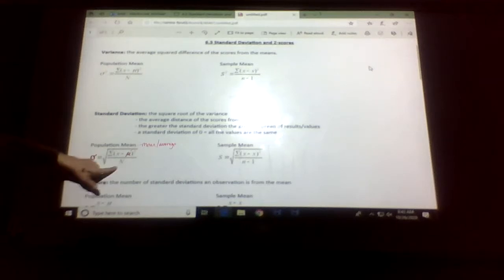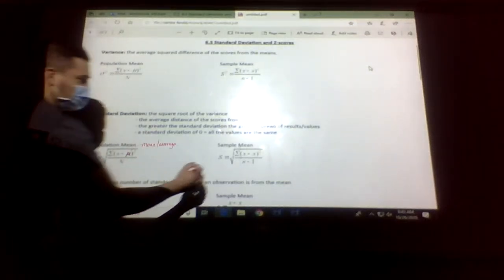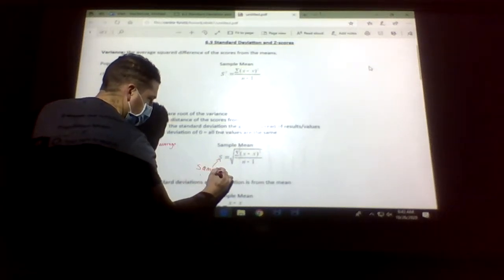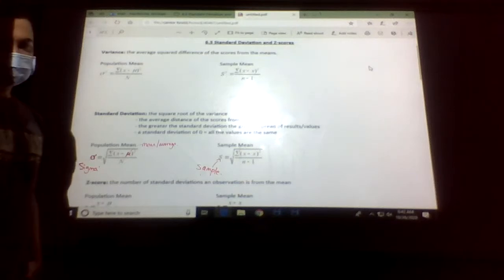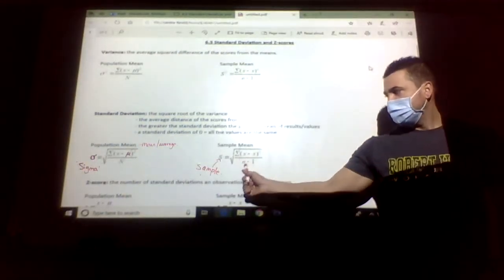Then capital N at the bottom represents population. S over here represents sample, so nothing fancy with that one. And the n is your sample size.